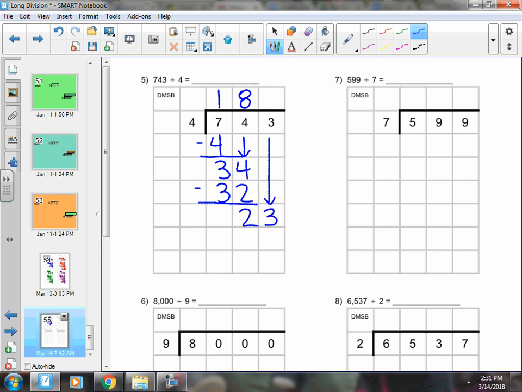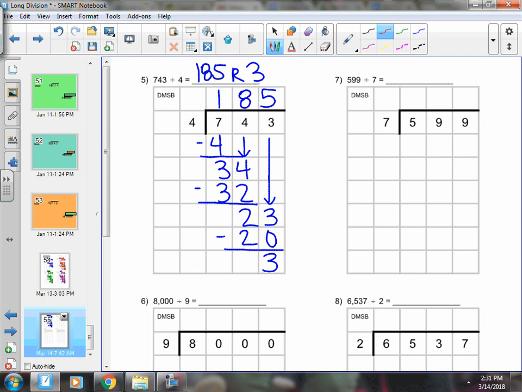How many groups of 4 can we make from 23? 5 groups. Subtract, there's nothing to bring down. That's when you know you're done. 185 with 3 left over. Right next door, 599 divided by 7.